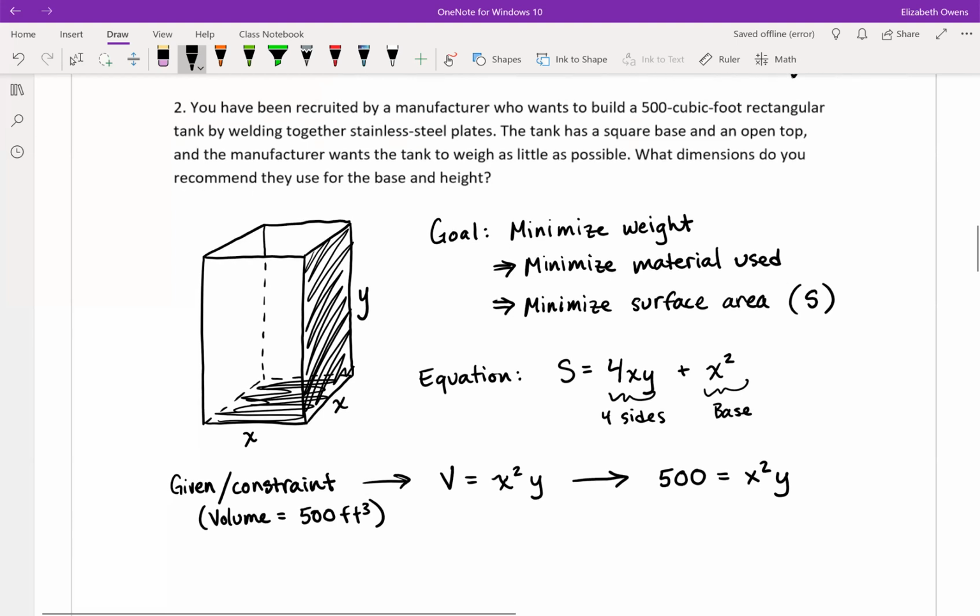And there is an easier choice here, like one variable is easier to solve for than the other. It's going to be a lot easier to solve this for y rather than x. We're not going to have to mess around with any square roots or whatnot if we do that. So just divide both sides by x squared. y would equal 500 over x squared. Okay, we're going to take that and put it into our S equation.